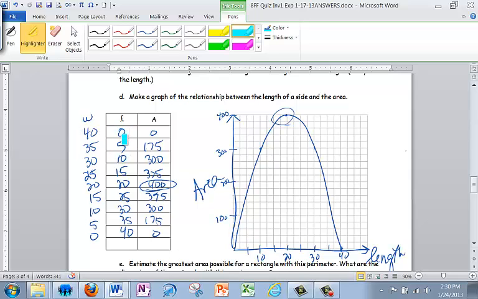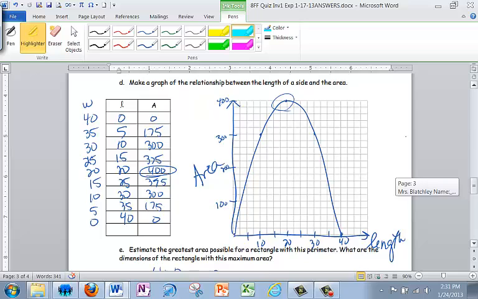So if you go by 5, 0, 5, 10, 15, then just make those add up to 40. So 0 plus 40 is 40, 35 plus 5 is 40, 10 plus 30 is 40, 15 plus 25, etc. And then finding the area from there is no big deal.